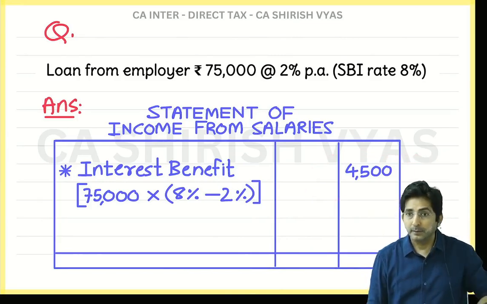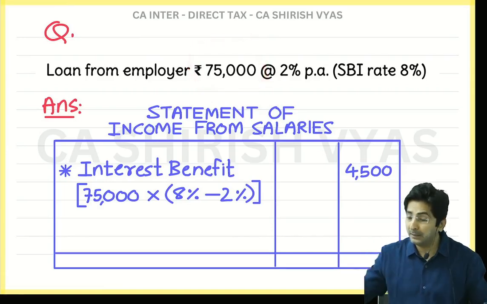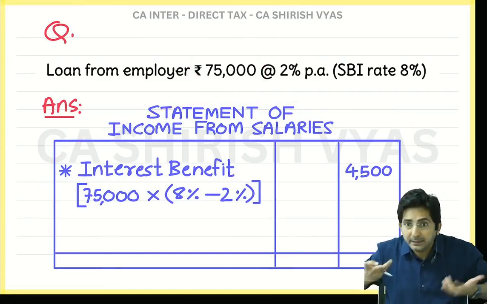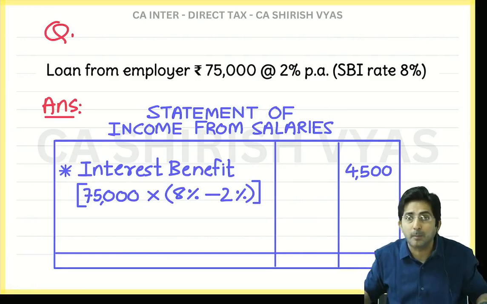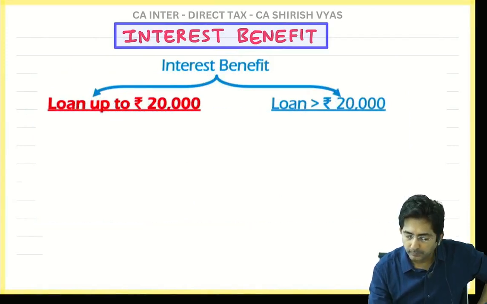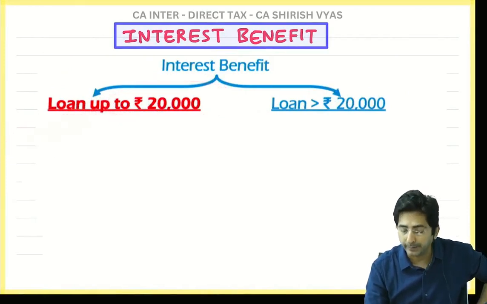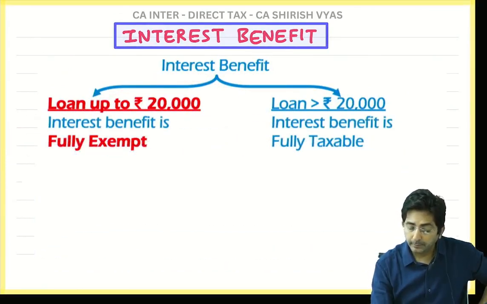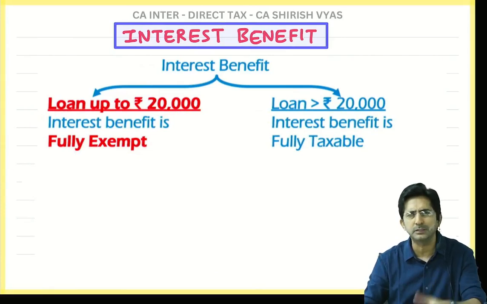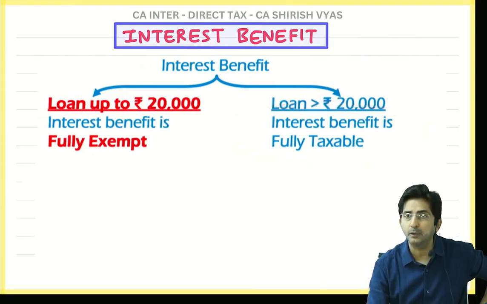So in short, exempt or taxable, you have to see the loan amount. I am insisting, don't write the loan amount in the statement. That is different. But you have to see the loan amount at least to make the decision whether I should put dash or amount. Look at this. Interest benefit, you have to see the loan amount, up to 20,000 or above 20,000. Up to 20,000, interest benefit is fully exempt, means you will put dash. You will not even do the calculation. But if it is above 20,000 loan, interest benefit is fully taxable.